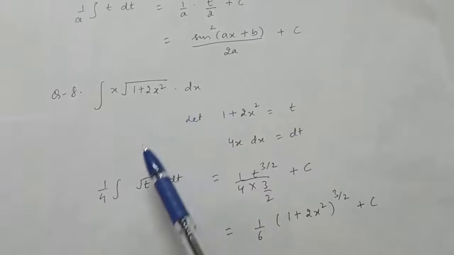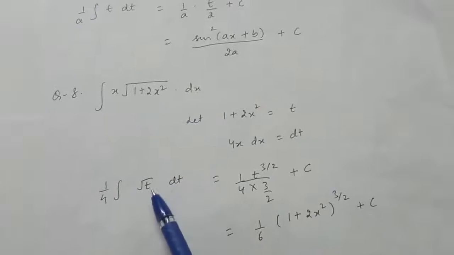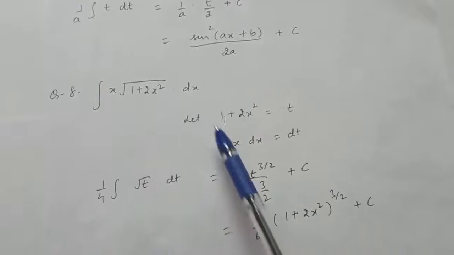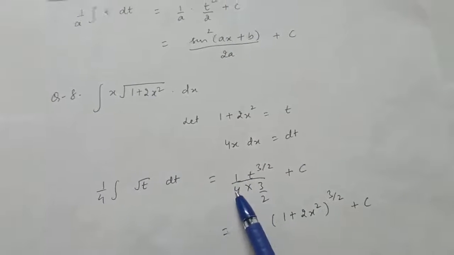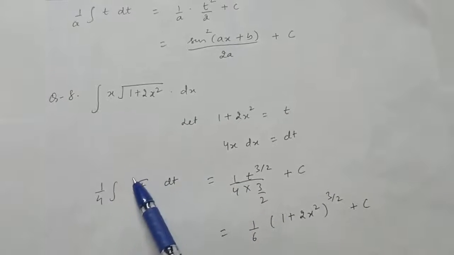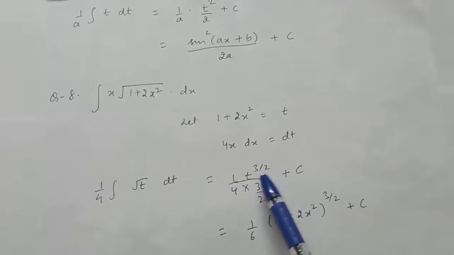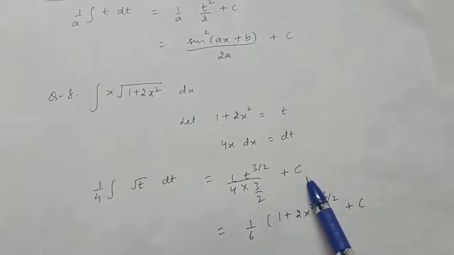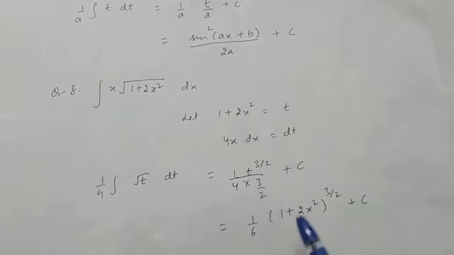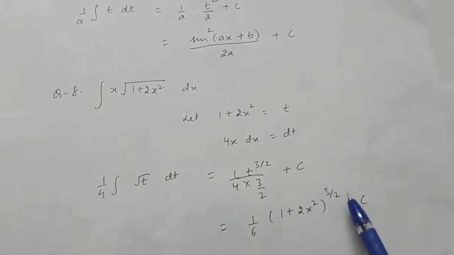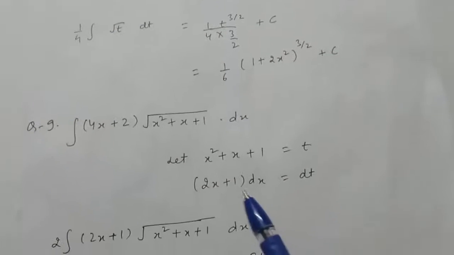Now this integral becomes, in place of 1 plus 2x square put t. So you will get root t, and in place of x dx, 1 upon 4 dt, right? Now 1 upon 4 as it is, integral of root t is t raised to the power 1 by 2 plus 1, that is 3 by 2, upon 3 by 2 plus c. So this will be 1 by 6 into, in place of t put 1 plus 2x square, whole raised to the power 3 by 2 plus c. Clear?